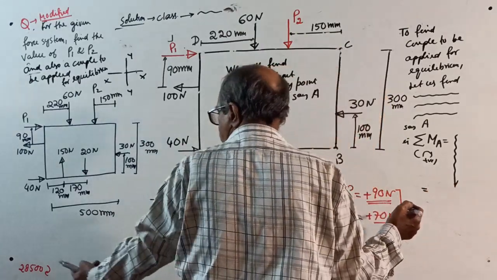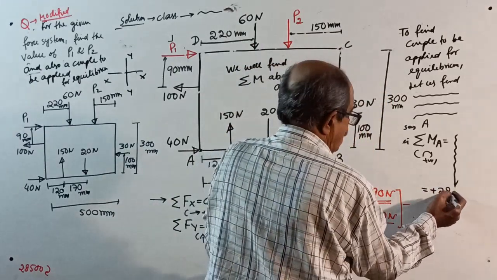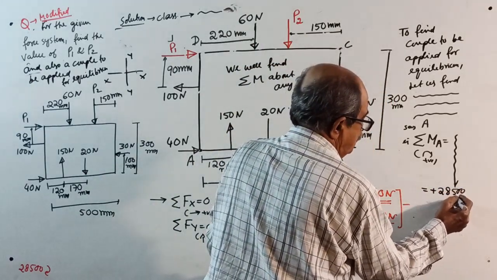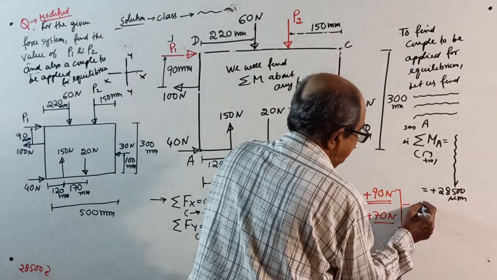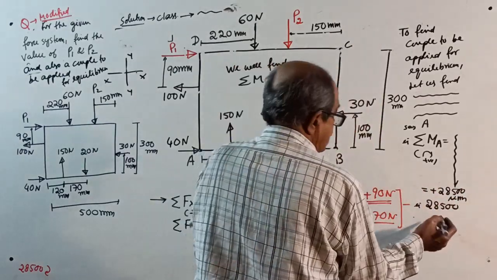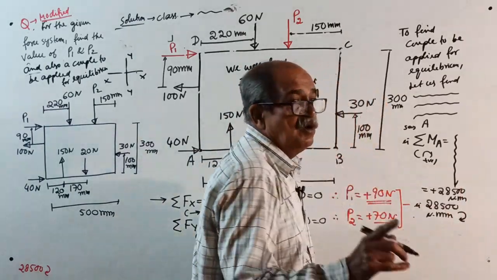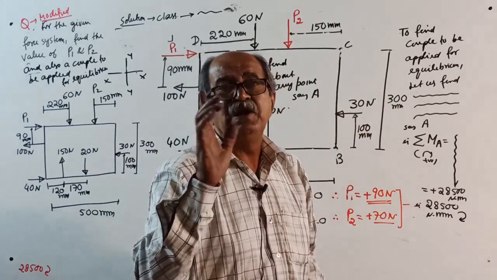Write the answer: sigma M about A equal to plus 28500 Newton millimeter, that is 28500 Newton millimeter clockwise. Okay, still not over. So one statement you have to write.